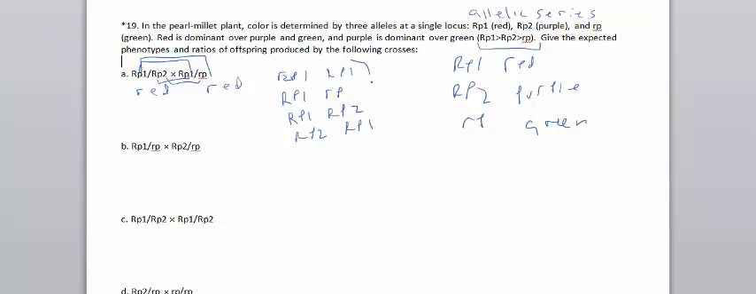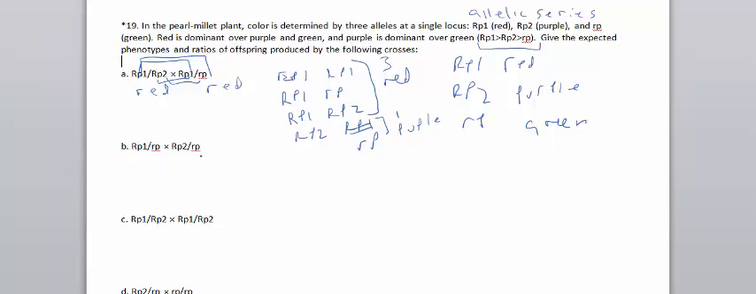Anything that gets an RP1 is red, and then this one should be RP2, and then little rp. But anything that gets an RP1, so we can get RP1 from the first parent or an RP1 from the second parent, if we get any of those, we're red, so we get 3 red. And then RP2 and RP, RP2 is purple, so we get 1 purple. So we get a 3-to-1, which is consistent with one gene.